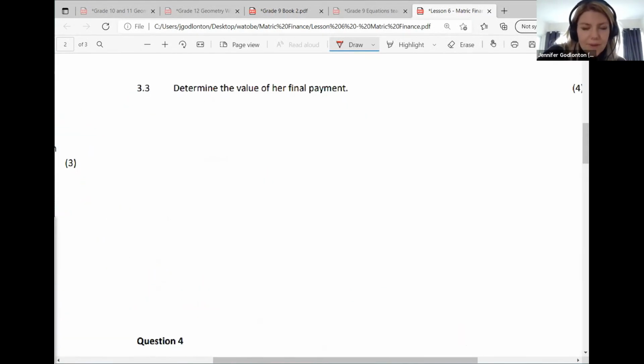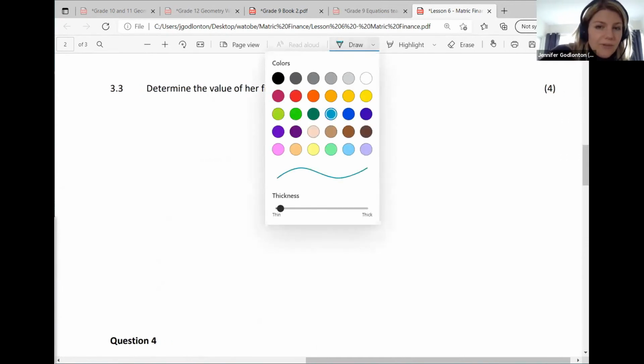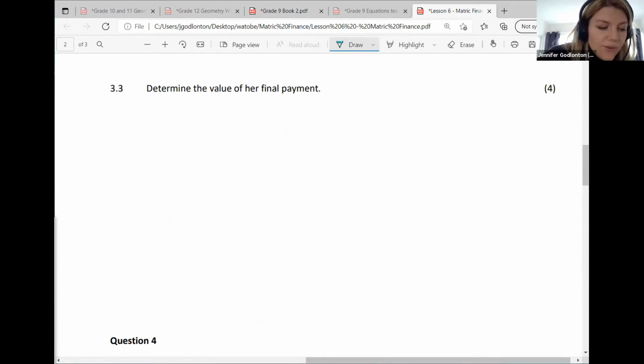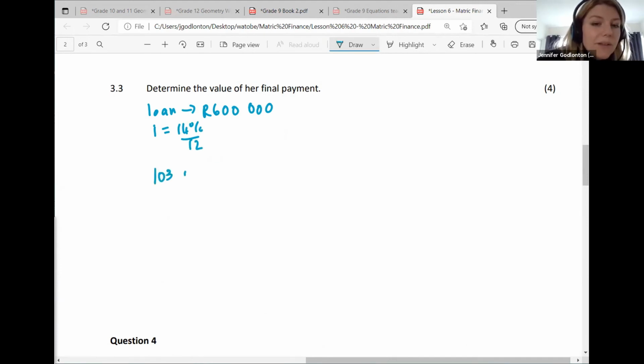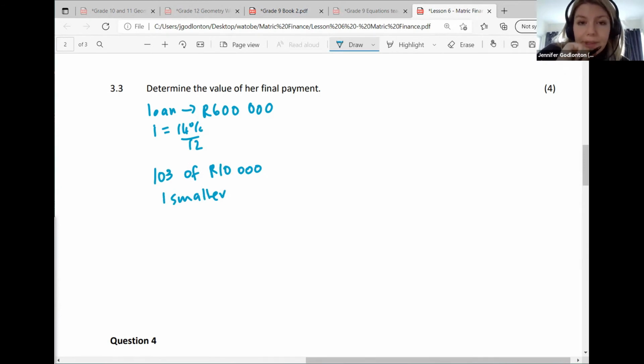her final payment. I'm just going to write up here a few important things that you would need to know. First of all, we know that the loan was 600,000 Rand. I'm writing all of this because you would have had this all in front of you at the same time. Her interest rate was 14% compounded monthly. The number of payments that she's made: 103 payments of 10,000 Rand and one smaller. That should help you. I think that's all you're going to need.